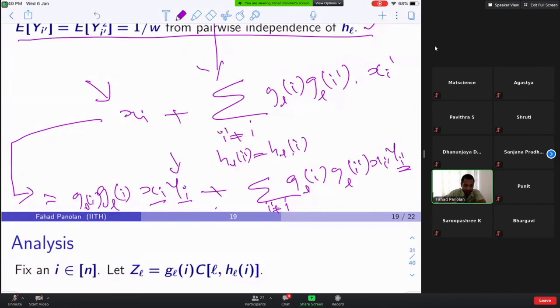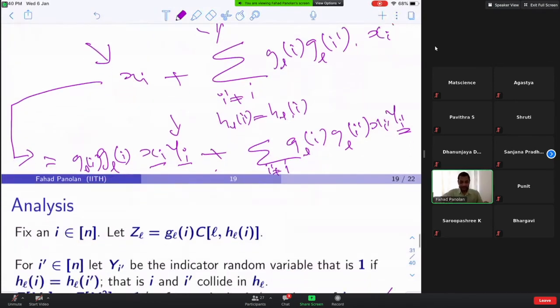Okay. So xi can be written as GL of I times GL of I times xi times yi, because yi is equal to 1 and GL of I times GL of I is also equal to 1. If GL of I is equal to -1, then it's -1 times -1. If it is +1, it is +1 times +1. So this and this are the same. Yes, sir. I get it. Now I'm just taking out this HL of I prime is equal to HL of I with that indicator random variable yi prime, and I just throw away that from that summation. Clear? Okay. So that's all.